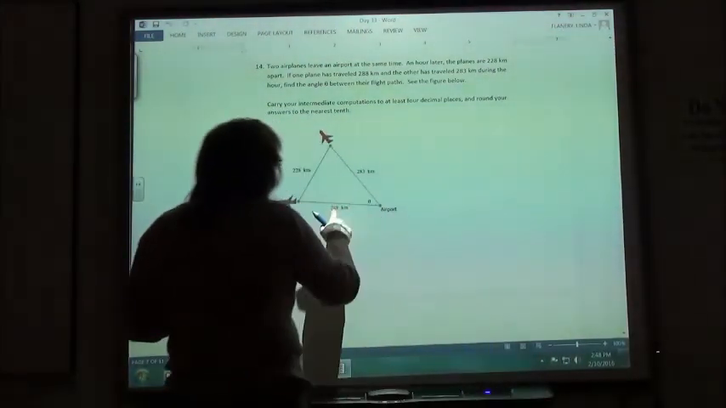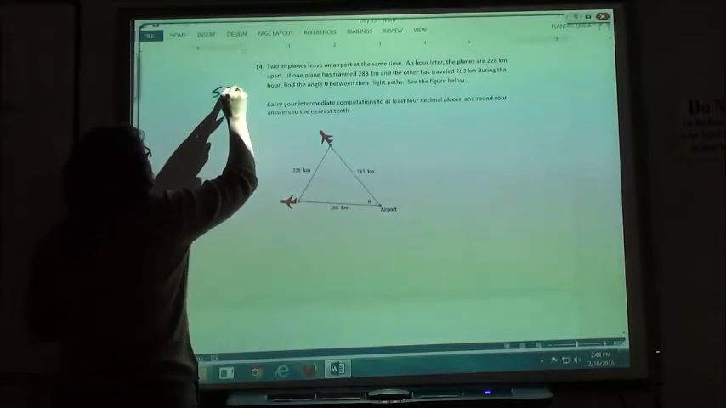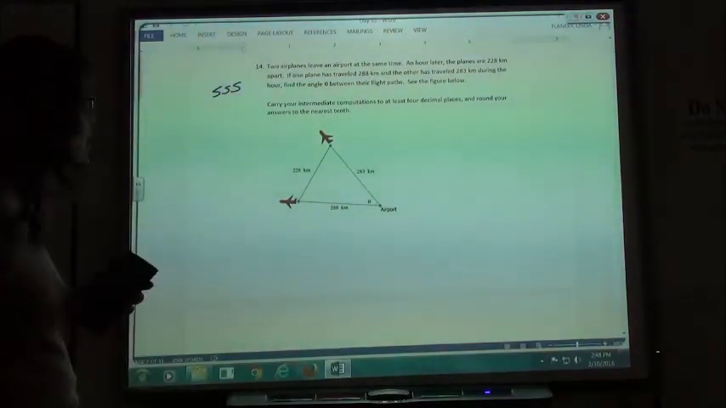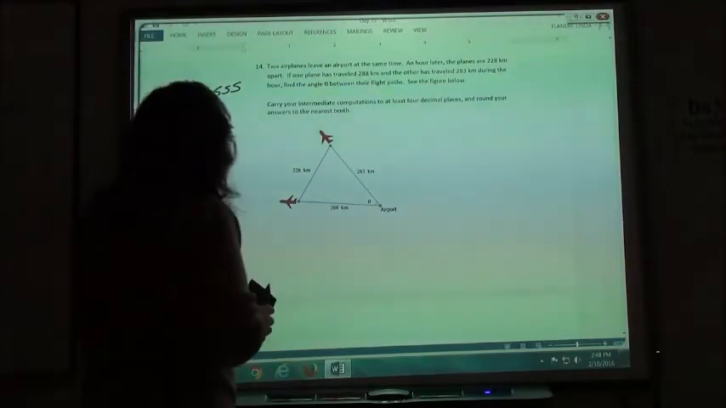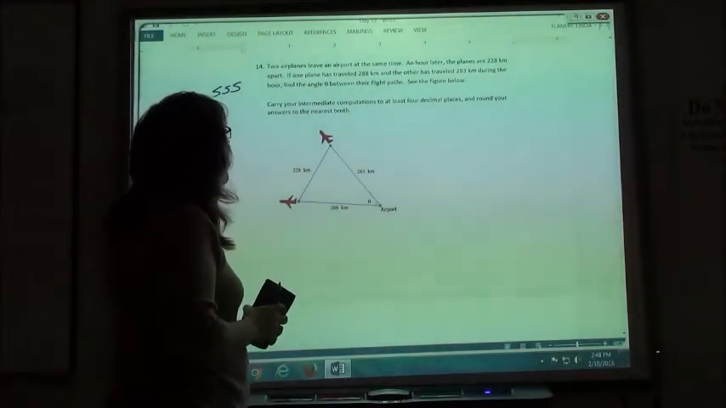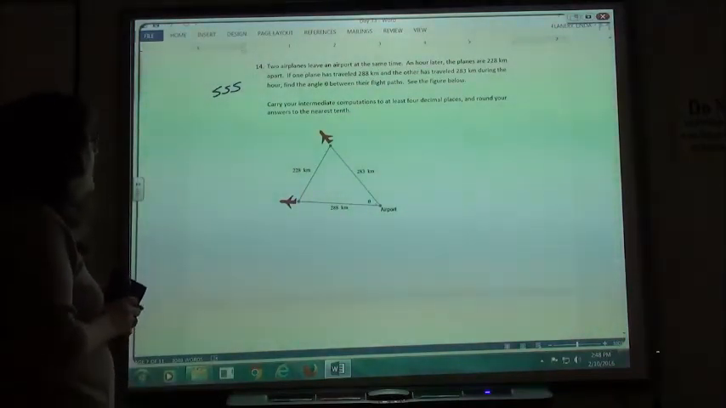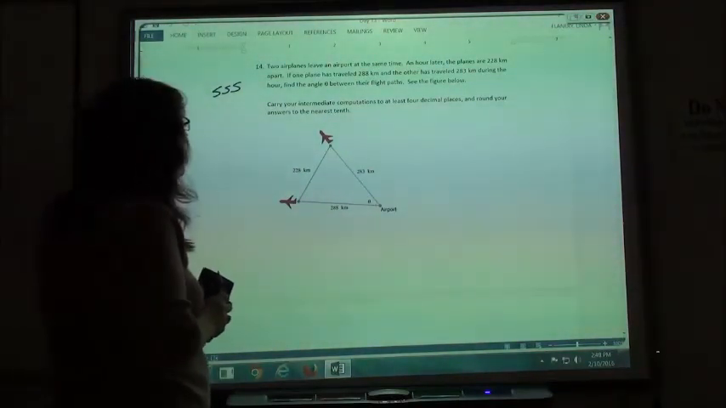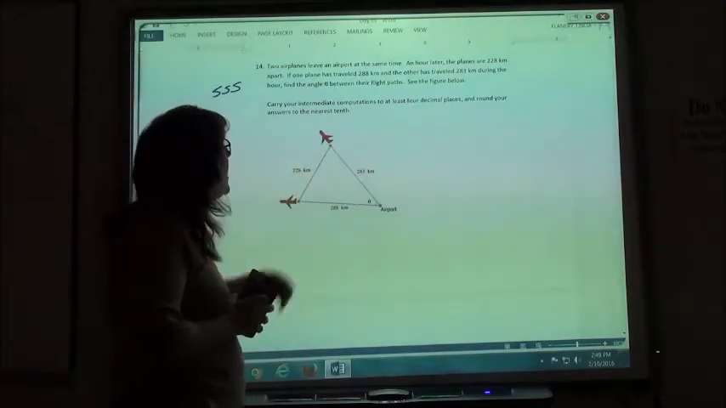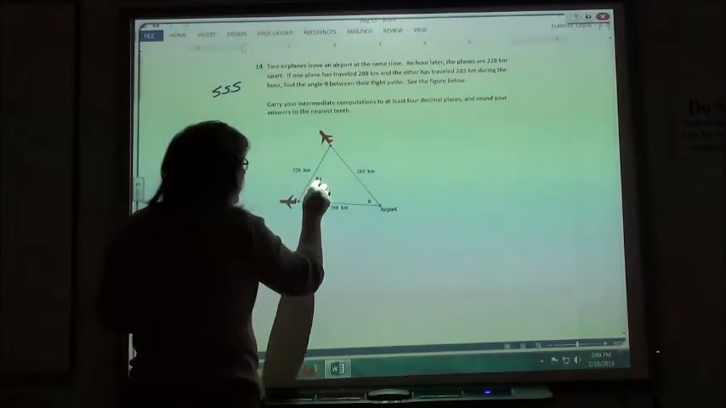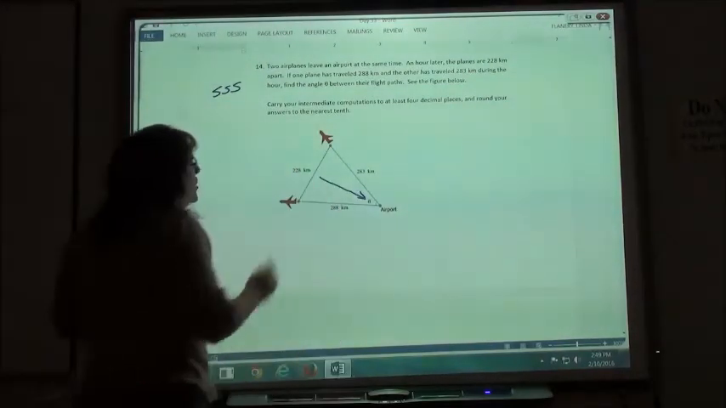Here's one where we have all three sides. So we have the side, side, side case. We said when we had side, side, side, we'd use the law of cosines. Two airplanes leave an airport at the same time. An hour later, the planes are 228 kilometers apart. If one plane has traveled 288 kilometers, the other one 283 kilometers, find the angle between their flight paths. So I'm finding the angle that's opposite the 228.